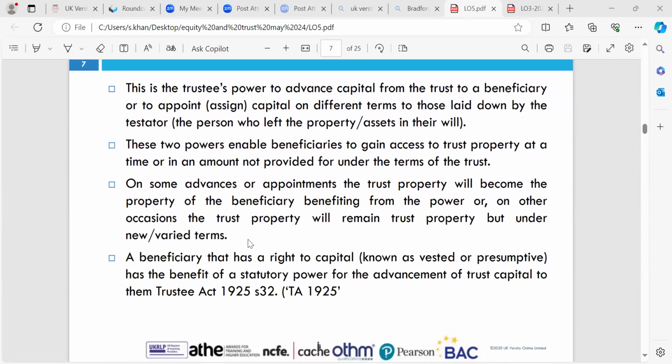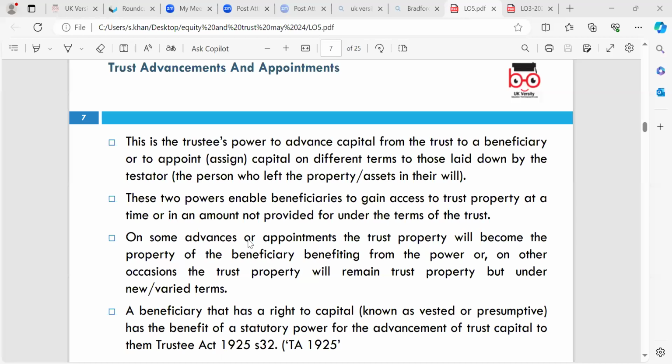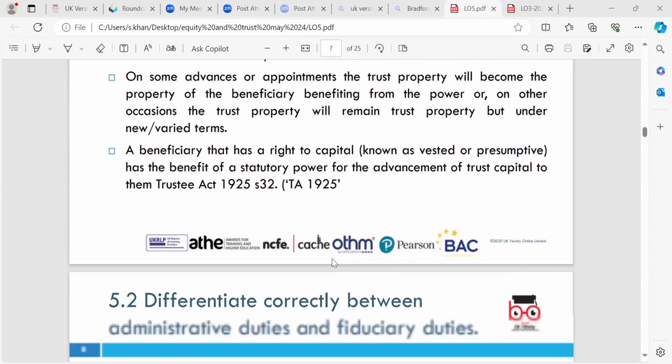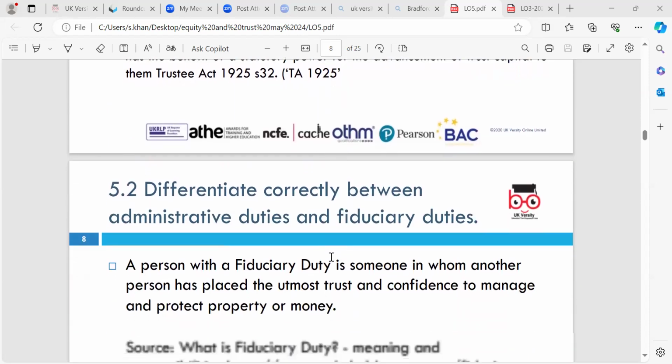So trust advancement and appointments. This is the trustee's power to advance capital from the trust to a beneficiary, to appoint capital. As we mentioned earlier as well, there are two powers to enable beneficiaries to gain access to trust capital. A beneficiary that has a right to capital, known as vested, has the benefit of the statutory power for the advancement of trust to them in Trustee Act Section 32, as we mentioned a little bit earlier.